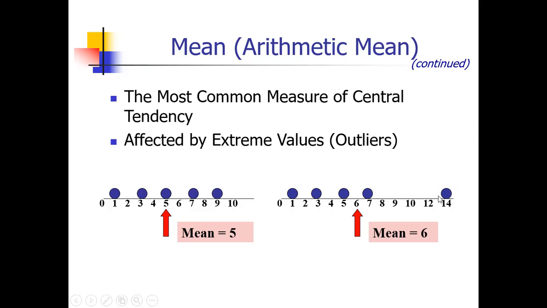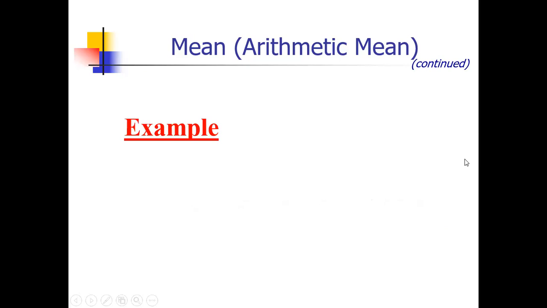So one extreme value, or similarly one or a few smallest values in a very large data set, can affect the mean. This is a point one should be conscious of while computing and using the mean. So now let's see some examples.